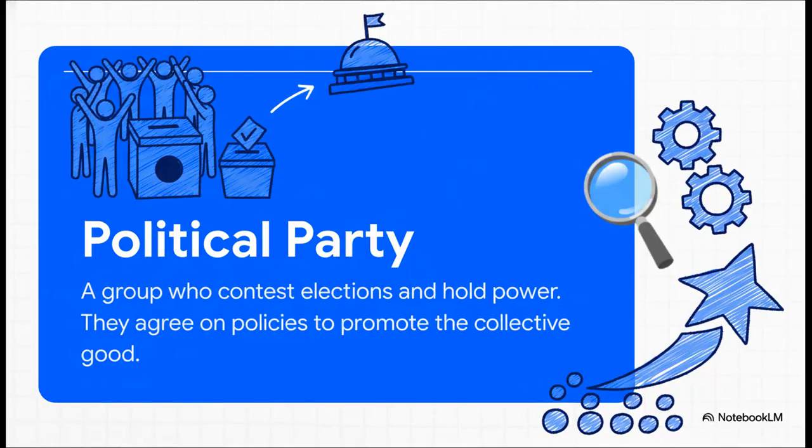So what is a political party, really? Let's look at the definition. It's basically a team, a group of people who share similar ideas about how the country should be run. And their main goal is to contest elections, win, and then hold power in the government so they can implement their policies for the good of the society.